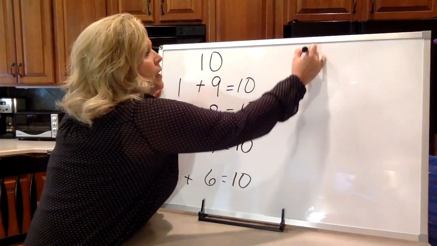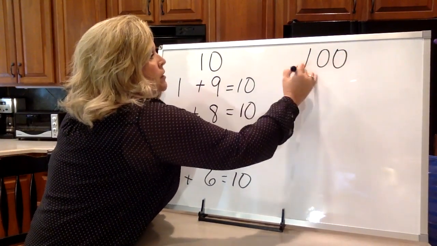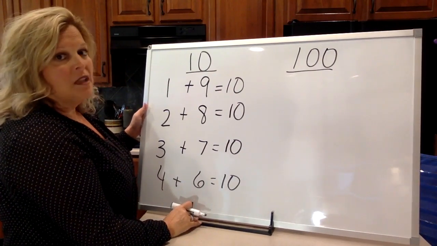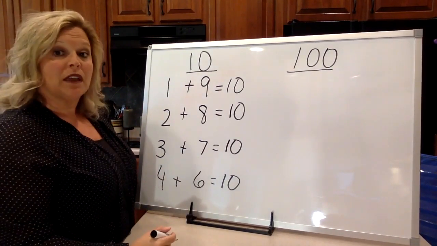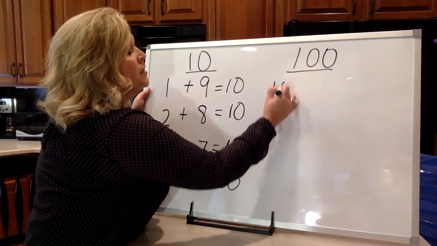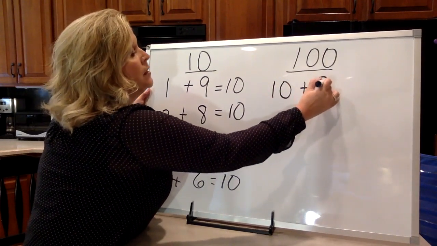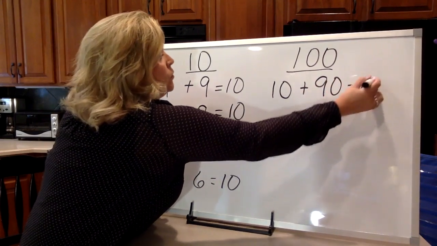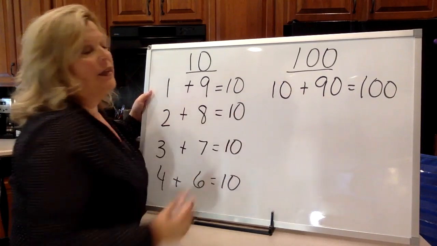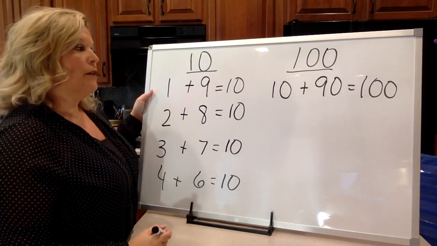And now let's try to make 100. Ooh, it just got a little harder. Second grade. Think of 10s that you can put together to make 100. Let me get us started. 10 plus 90 would equal 100. So my addends are 10 and 90. What else could we come up with?